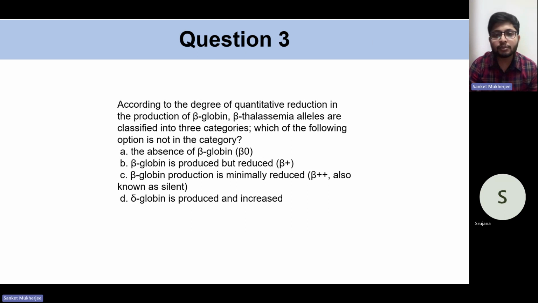Now we come to question number 3. According to the degree of quantitative reduction in the production of beta globin, beta thalassemia alleles are classified into three categories. Which of the following is not in the category? Is it A, absence of beta globin, or B, beta globin is produced but reduced, or C, beta globin production is minimally reduced, or D, delta globin is produced and increased? So I'll give you a minute to think on this, and then we'll discuss the answer.